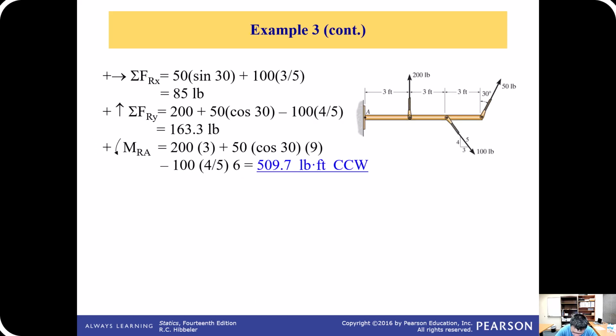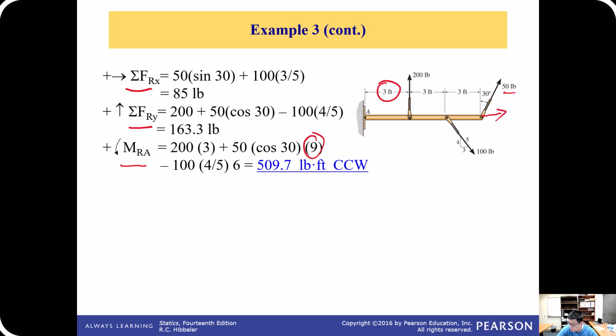Okay, first let's sum the x and y components. FRX, FRY, I think you should be already very familiar with this one. And for the sum of moment about A, it will be 200 times 3, which is the distance, and it's positive, and 50 lb times cosine 30, and the distance will be 3 plus 3 plus 3, which becomes 9 here, and 100 times 4 over 5 times 6. So what about the 50 lb?